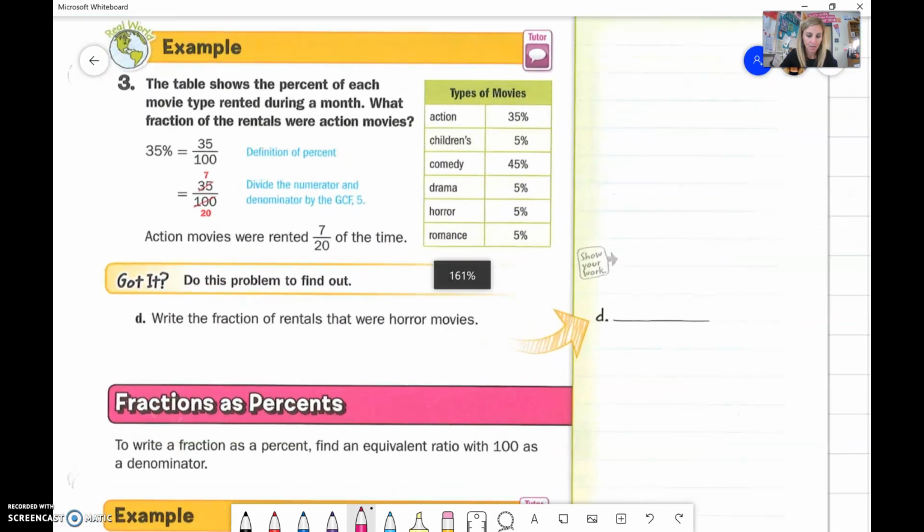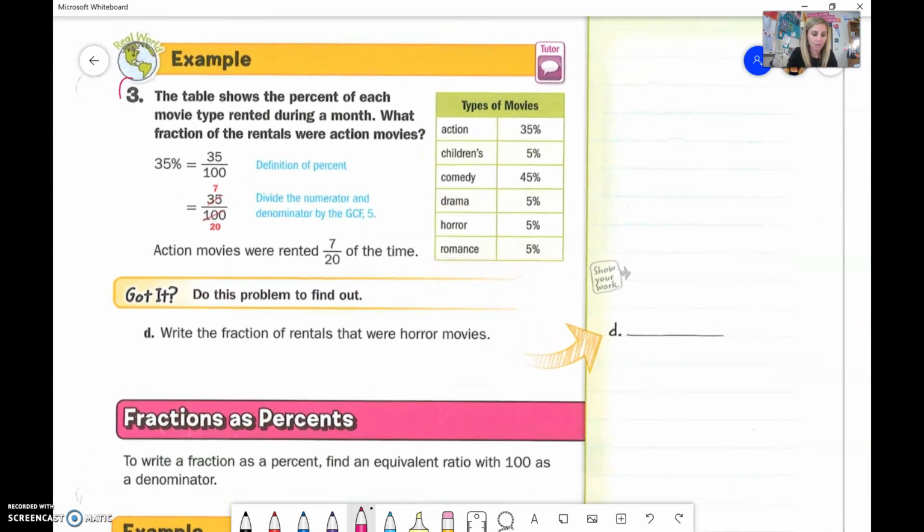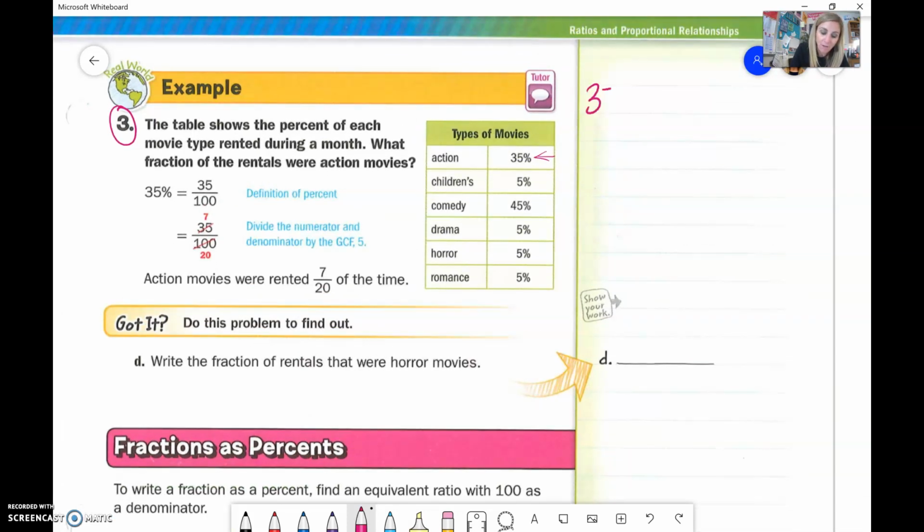On number 3, it says, the table shows the percent of each movie type rented during a month. What fraction of the rentals were action movies? So taking a look at the action movies, I see that there's 35%. Percent means out of 100. So you have 35 out of 100.